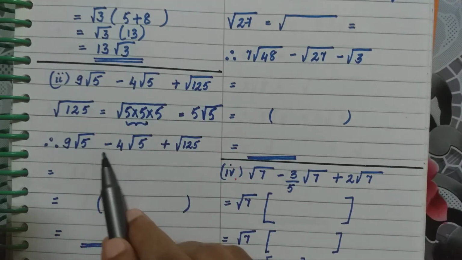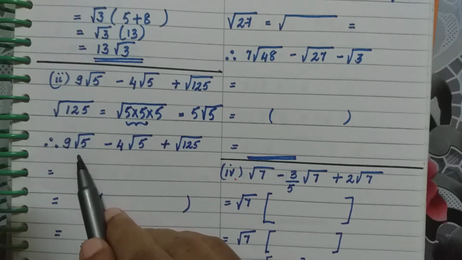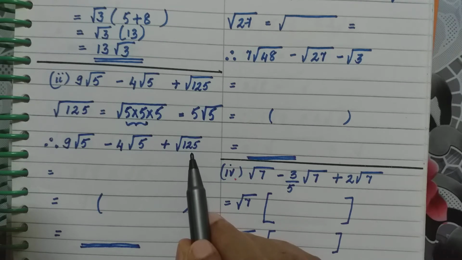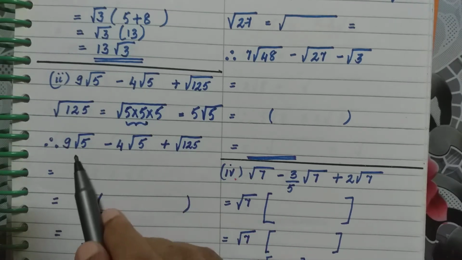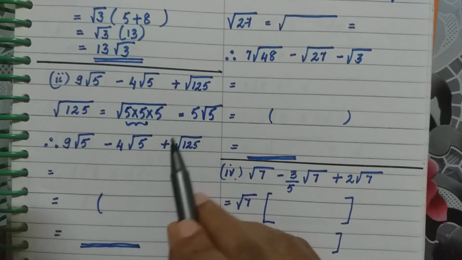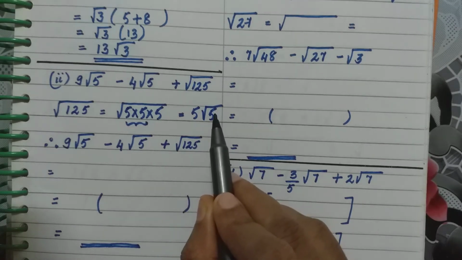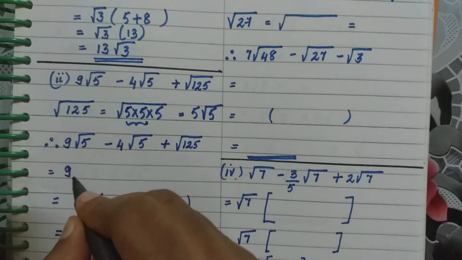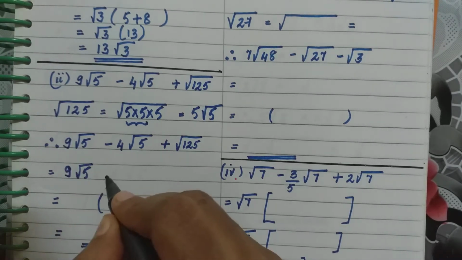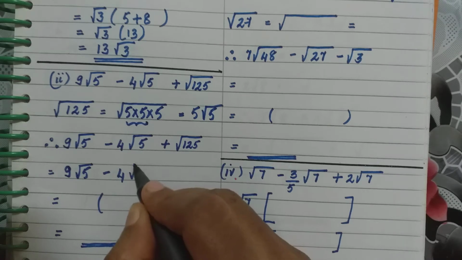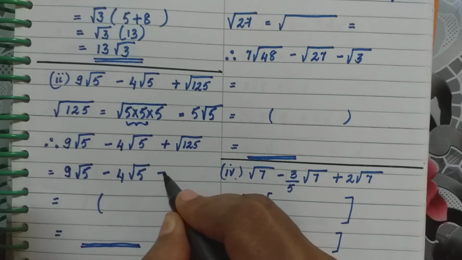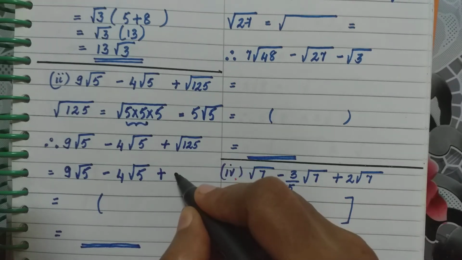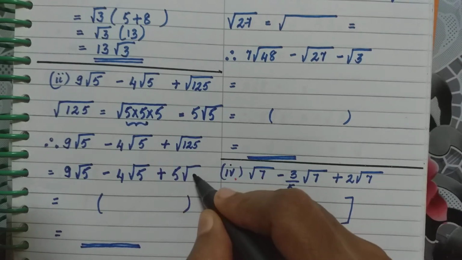So I write the question again. Therefore 9 root 5 minus 4 root 5 plus square root 125 is equal to, these will remain as they are. But square root of 125 I write as 5 root 5. So this is 9 root 5 minus 4 root 5 plus, what is square root 125? 5 root 5. So I write here 5 root 5.